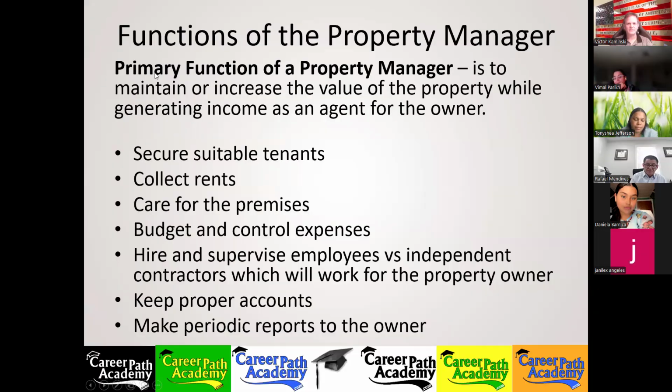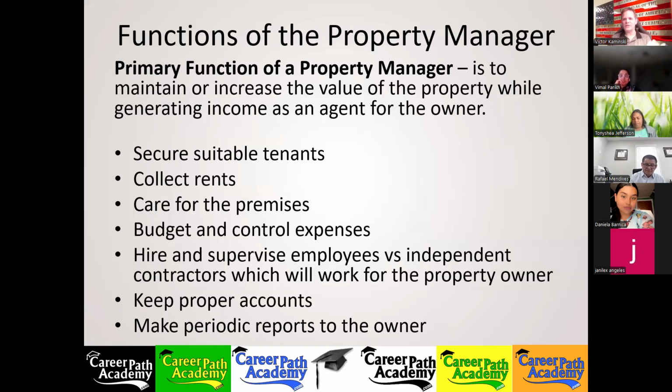It's like, whoa. You're micromanaging. You're too close to it. Try to step back and look at the bigger overall picture. What is the primary function of a property manager? Now, it does include all those little details you're talking about, but that's not the main function. That's not the main goal. Your overall main goal, if you were to step back and look at it for a second, is to maintain or increase the value of a property while generating income as an agent for the owner.